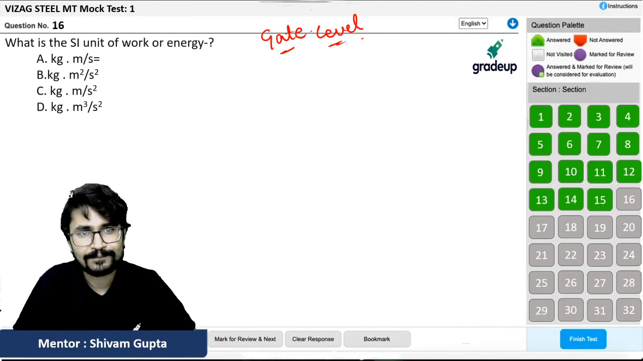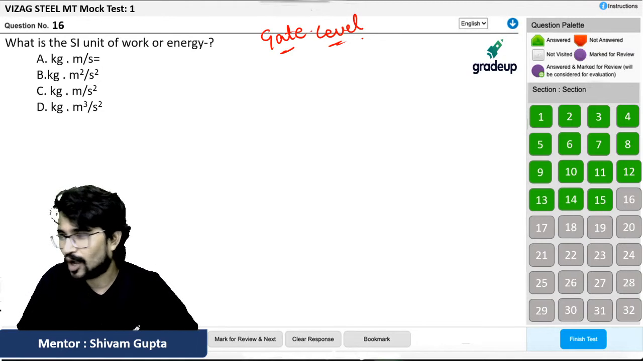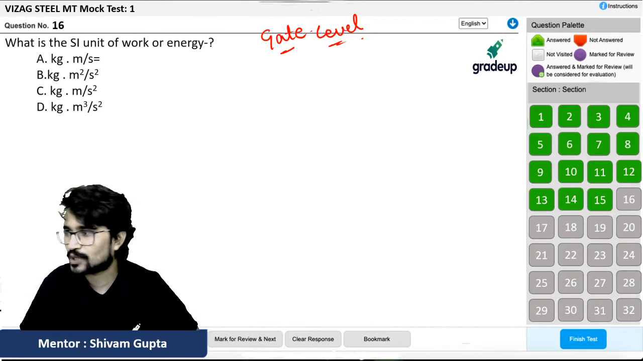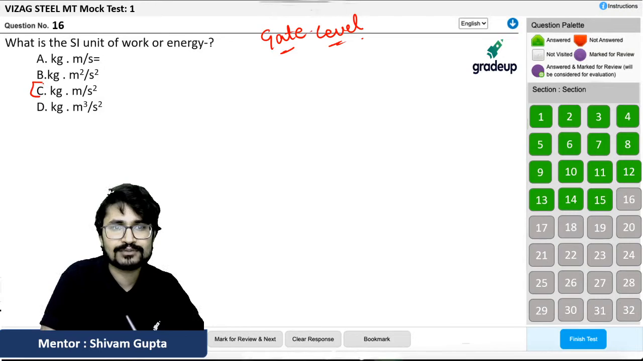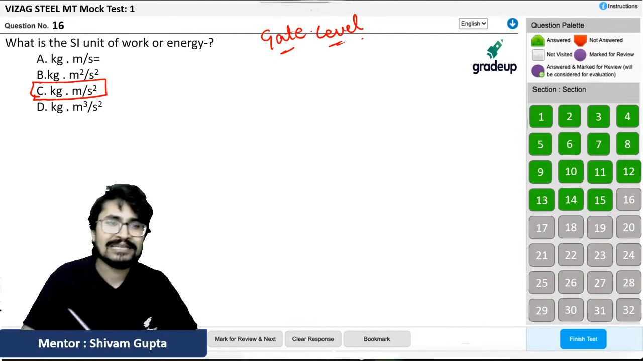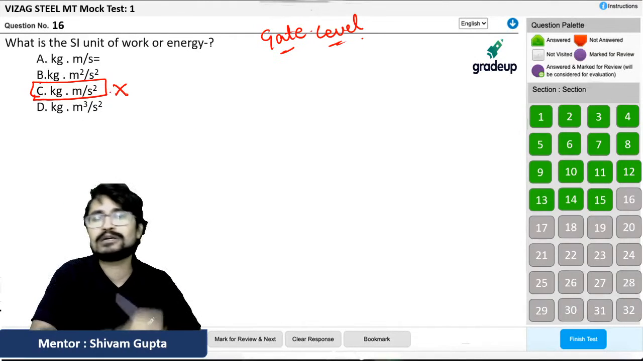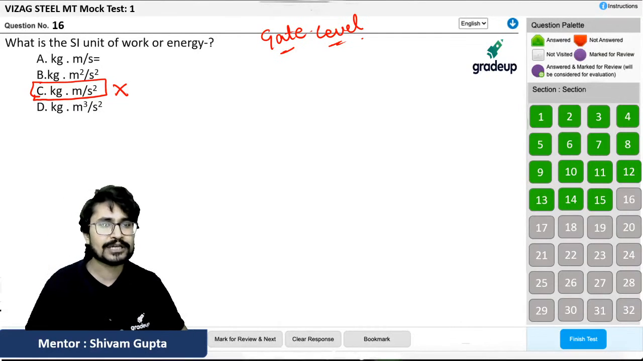Option number B. Very good, very good. Option number C, meter per second square. Okay, good. So option number C, just lock the option number C, guys. Option number C पर ताला लगा दिया, right? Okay, and I would like to tell you all that option number C is absolutely wrong answer, my brother.